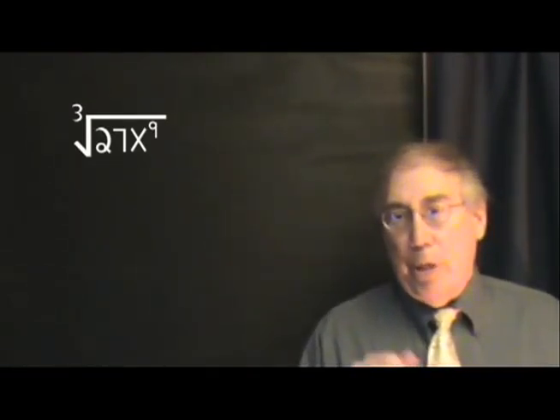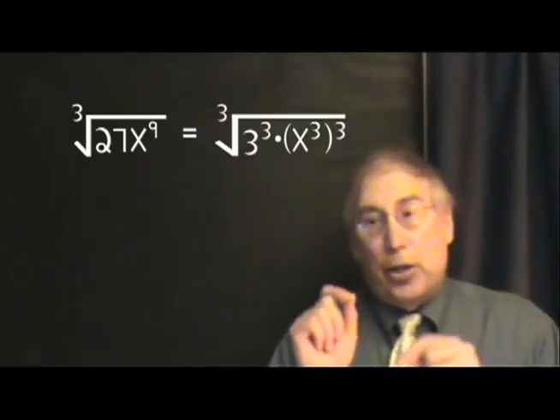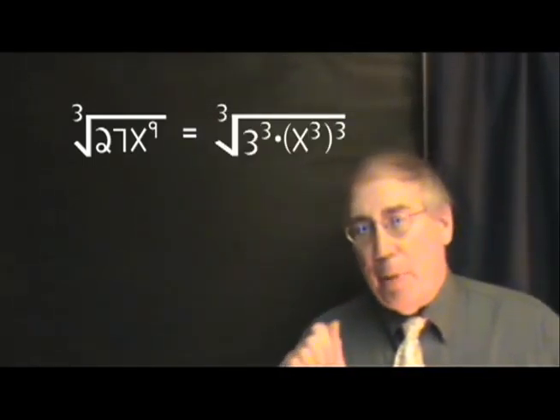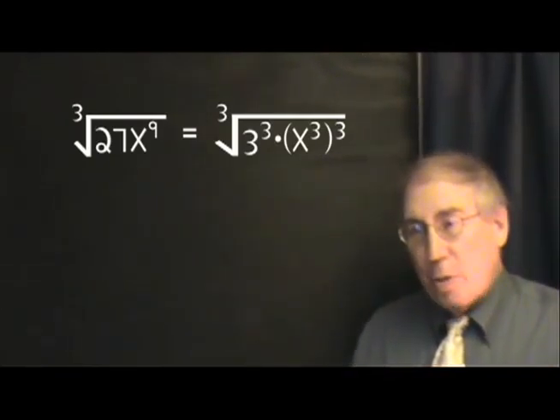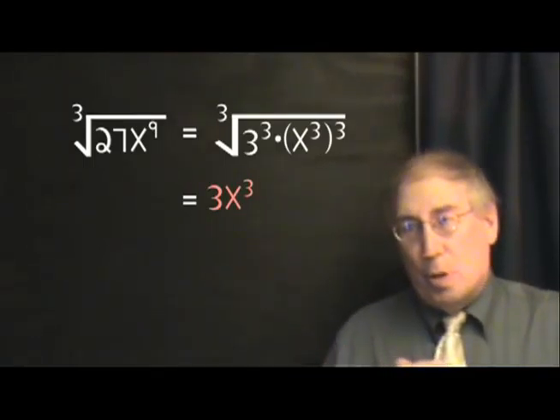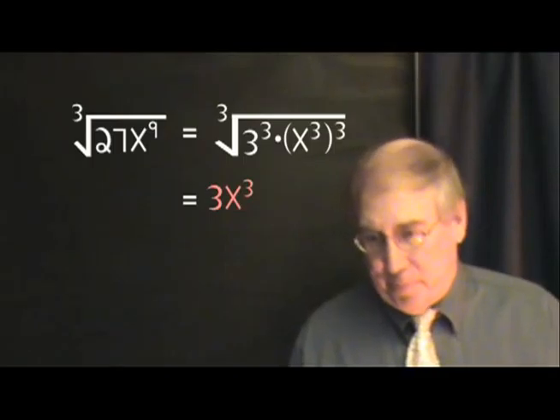The cube root of 27x to the 9th. Now 27 is 3 cubed, and x to the 9th can be rewritten as x cubed, cubed. So there's our cubes. So we can pull out a 3, and we can pull out an x cubed in this case.